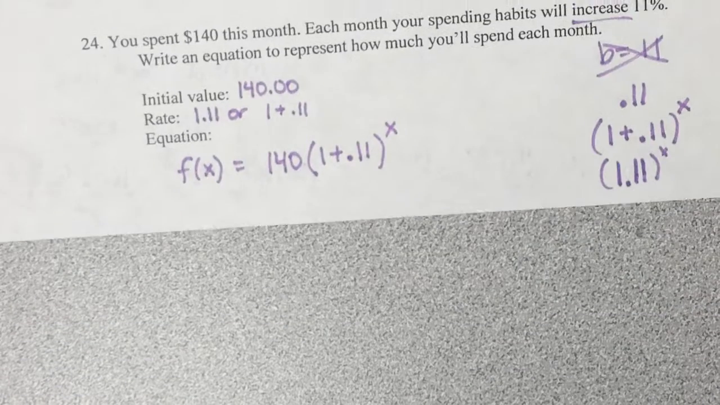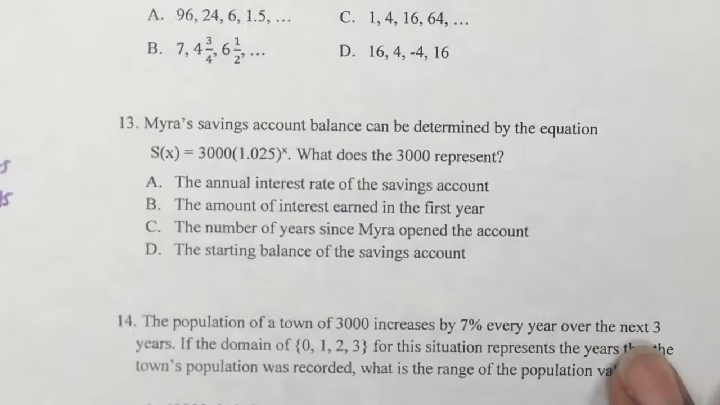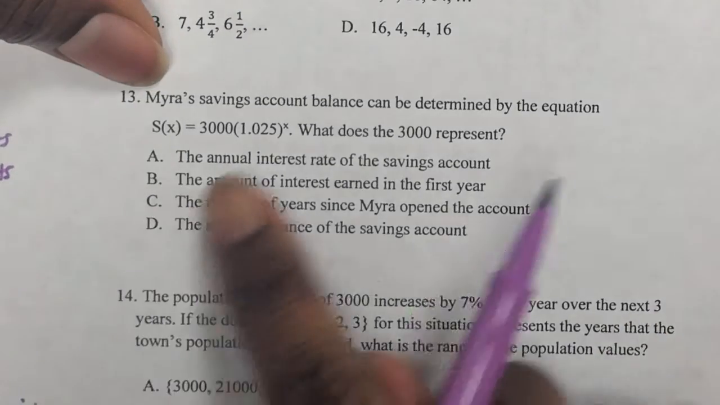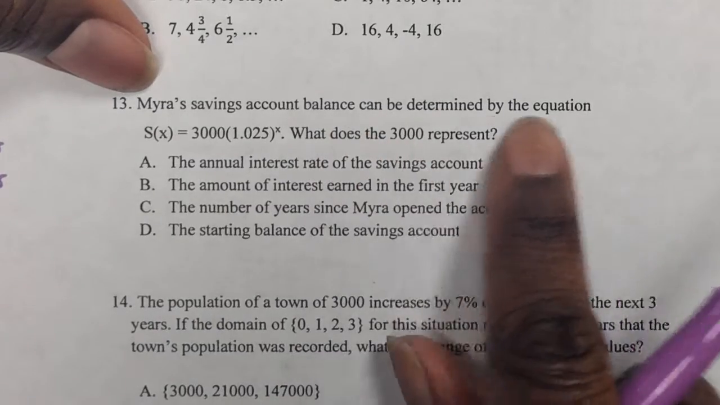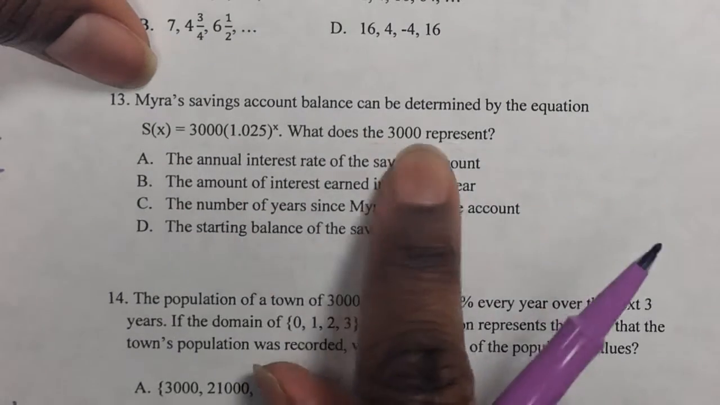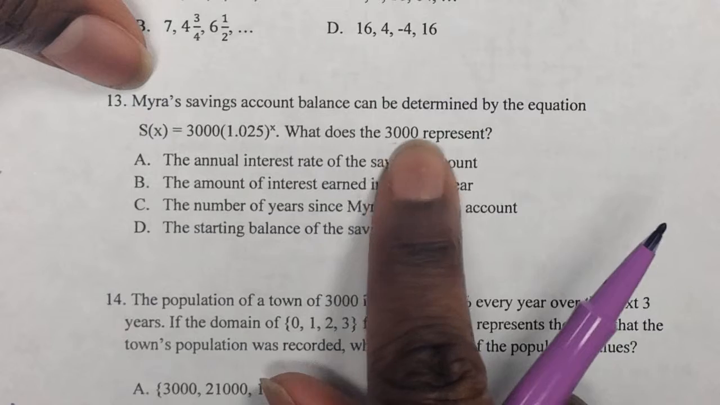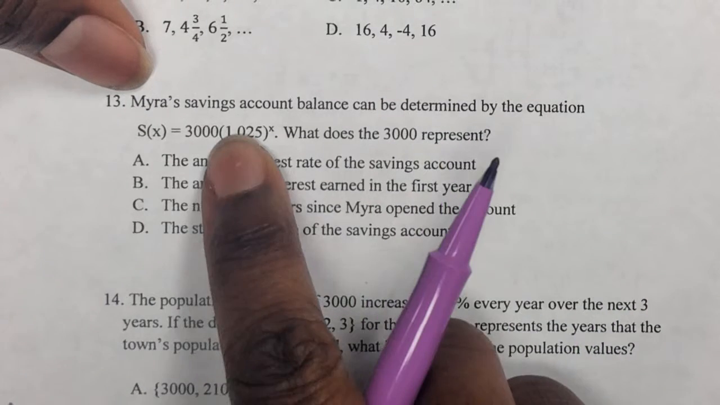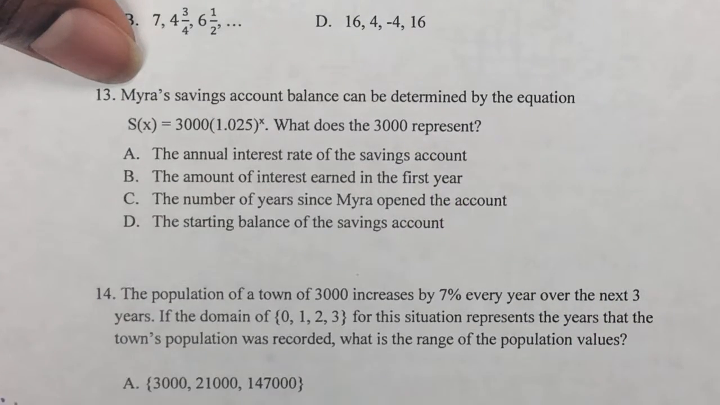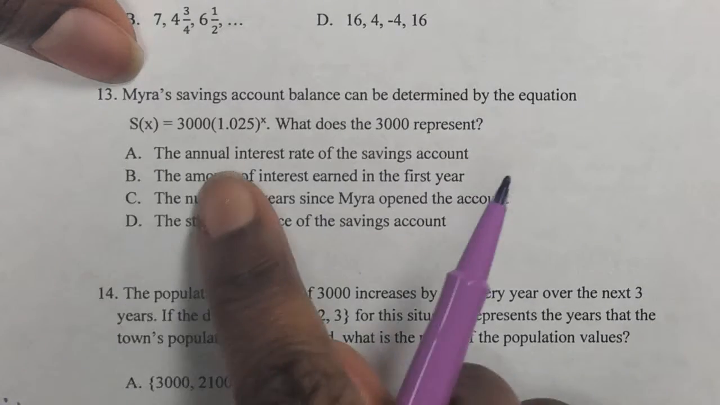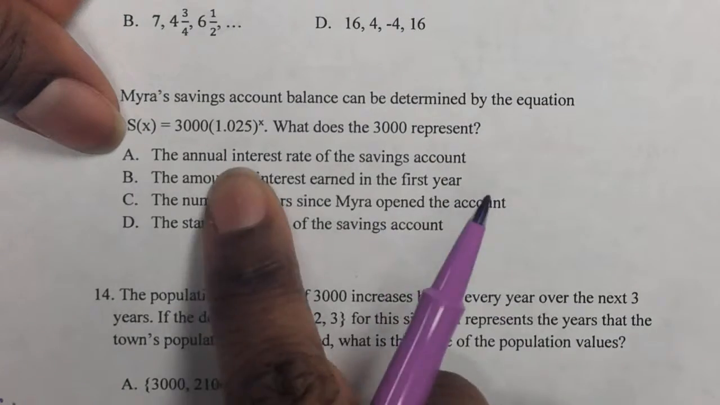Is there any more like that on the front? This one's kind of similar, number 13. Myra's savings account balance can be determined by this equation. What does the 3,000 represent? The 3,000, does it have the power on it? No, so it's not the rate. So the annual interest rate, no, the 3,000 does not represent the rate.